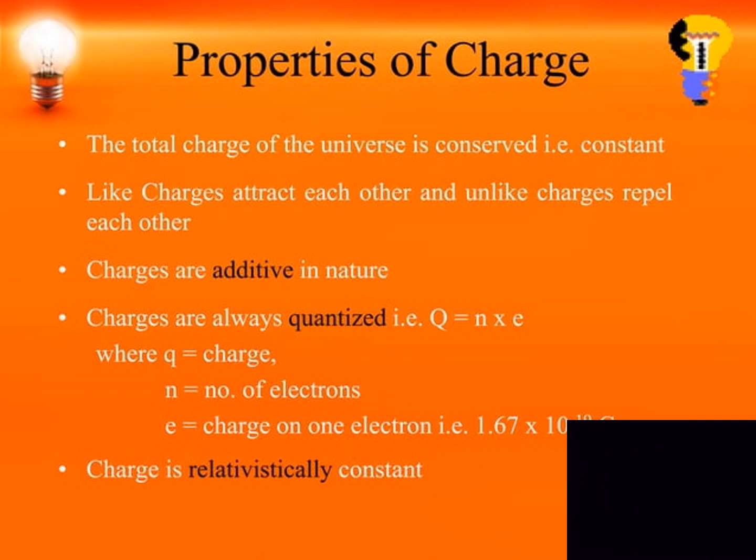Charges are always quantized, and the charge Q can be calculated as the number of electrons times the charge of one electron. What is the charge of one electron? Very important: it is 1.6 into 10 to the power of minus 19 coulombs. What is the charge of an electron? e equals 1.6 into 10 to the power of minus 19 coulombs.